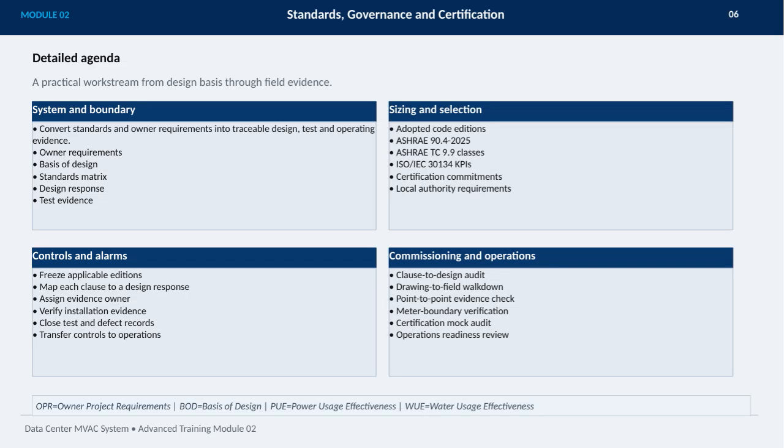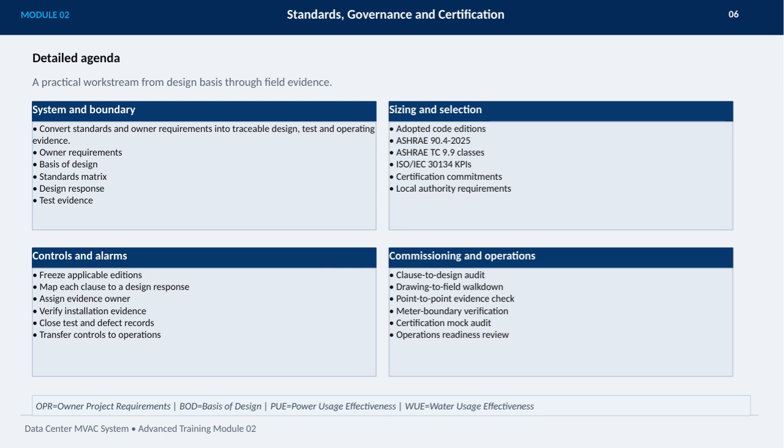In this module, we'll dive deep into standards, governance, and certification specifically for data center MVAC systems. Our agenda takes a practical approach, guiding you step by step from the initial design basis all the way through to field evidence. We start by defining the system and its boundaries, focusing on how to convert standards and owner requirements into clear, traceable design, test, and operating evidence. This includes understanding owner requirements, establishing the basis of design, developing a standards matrix, creating design responses, and gathering test evidence.